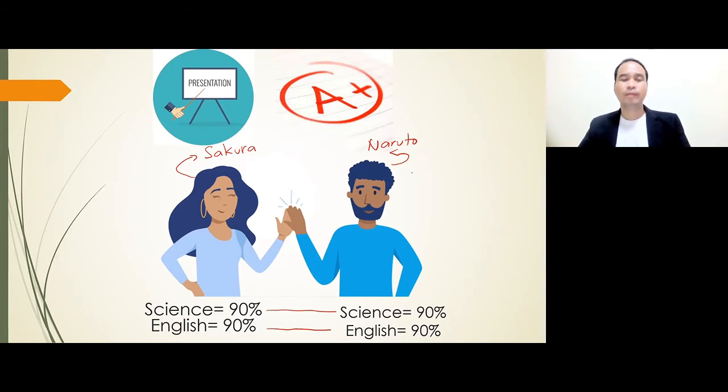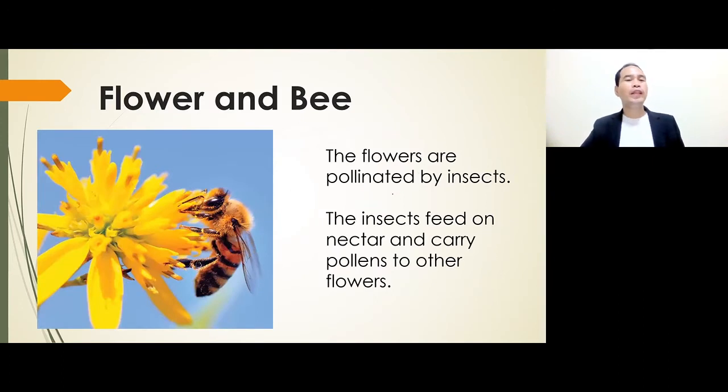Okay, let's look at another example of proto-cooperation. We have here a flower and a bee. Let's read the situation here.